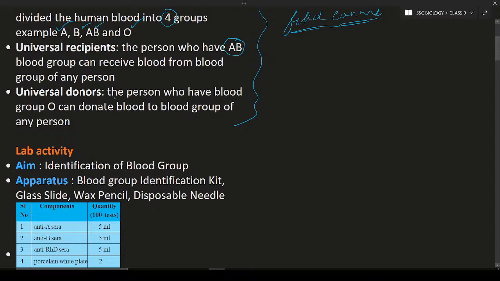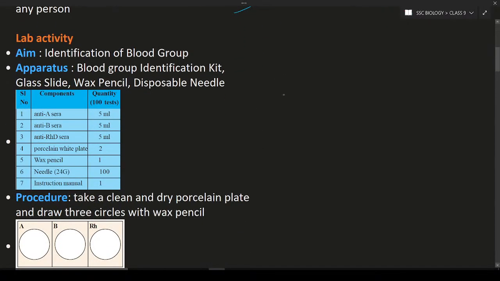Now we will move to the new topic, that is lab activity. In this class, along with this lab activity, we are going to discuss muscles, different types of muscles.